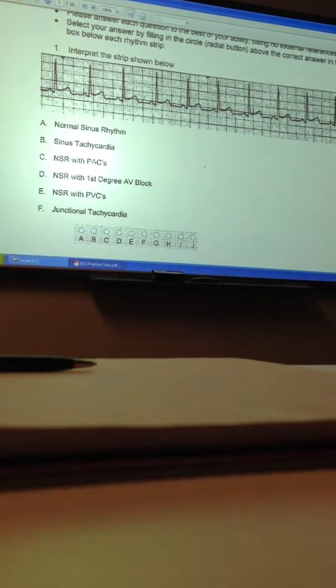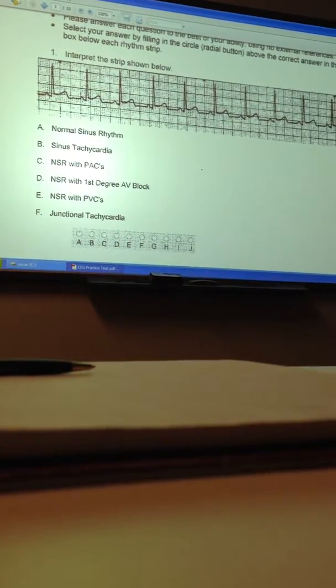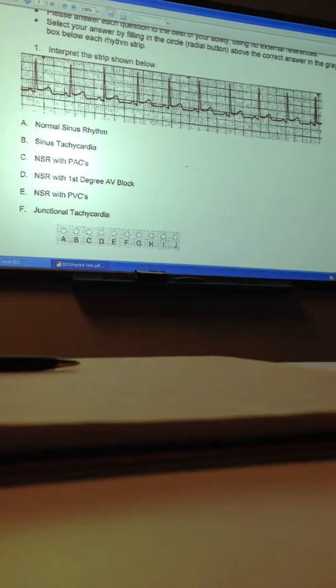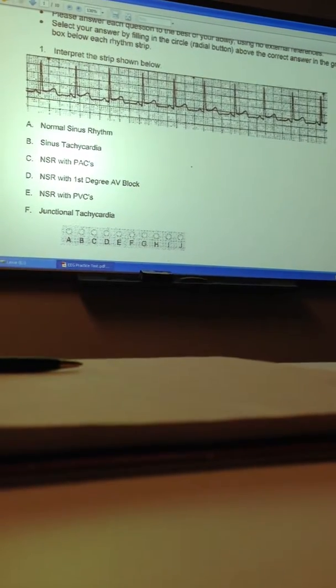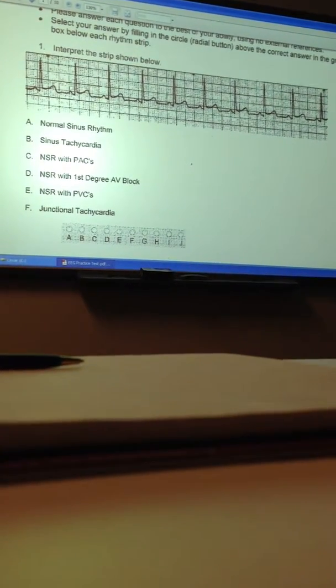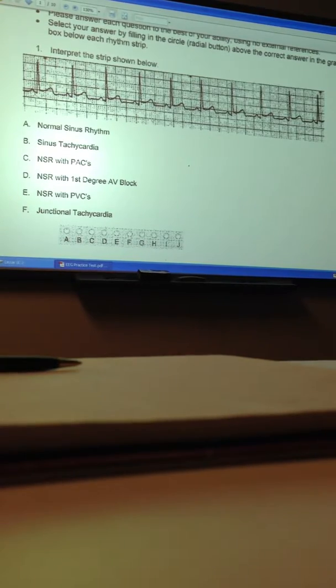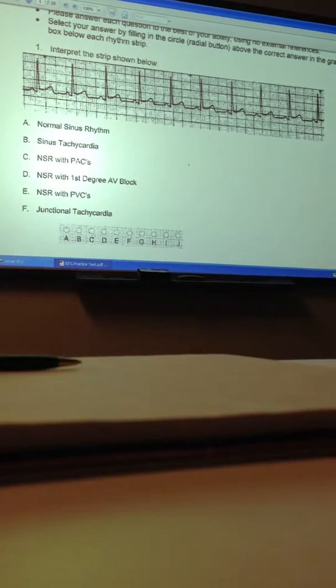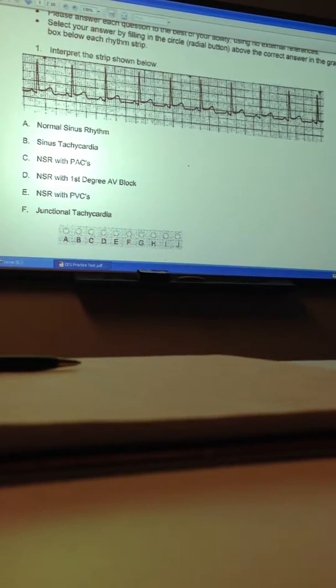The P's. The PR interval is normal. The QRS is normal. The heart rate is what? Heart rate's about 90. So this is a normal sinus rhythm.